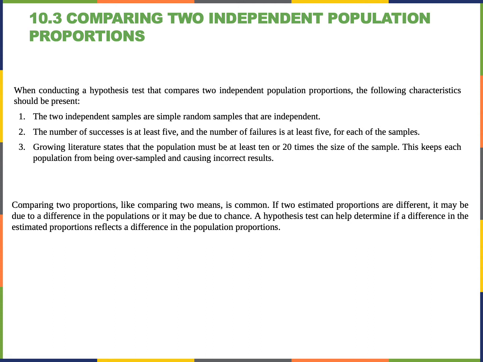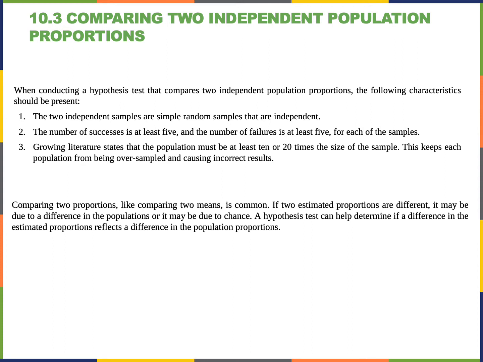When we conduct a hypothesis test that compares two independent population proportions, we need to have the following characteristics. The two independent samples have to be simple random samples that are independent. The number of successes is at least 5 and the failures are at least 5 for each of the samples. The population must be at least 10 or 20 times the sample. This keeps the population from being oversampled and causing incorrect results.